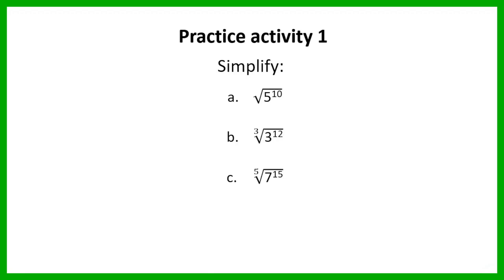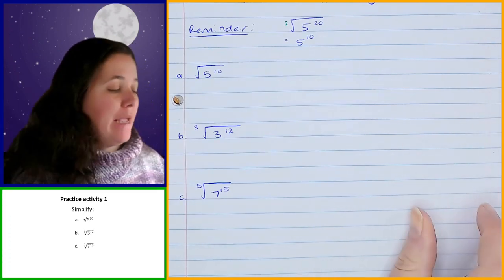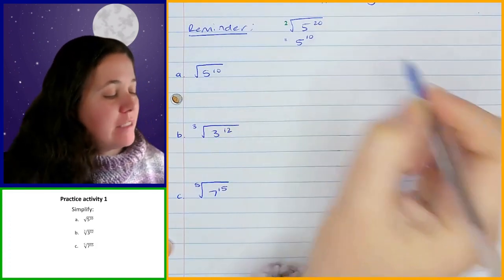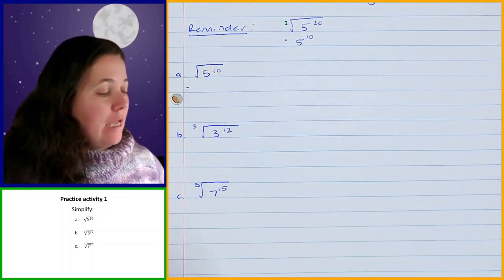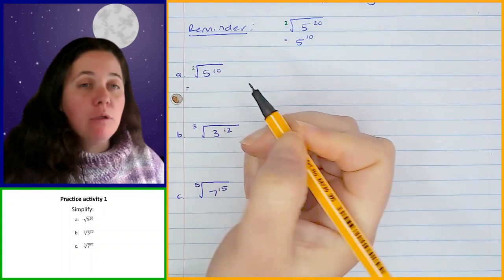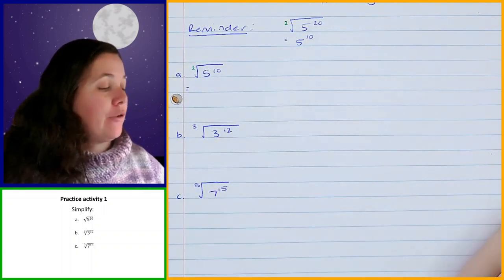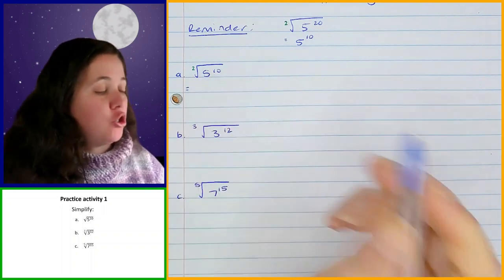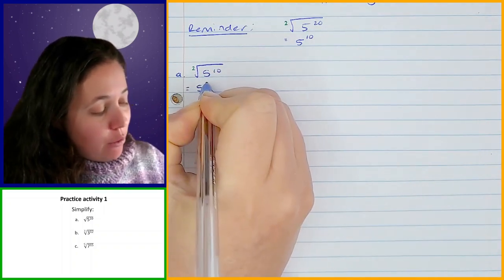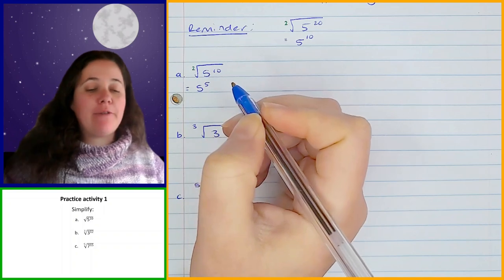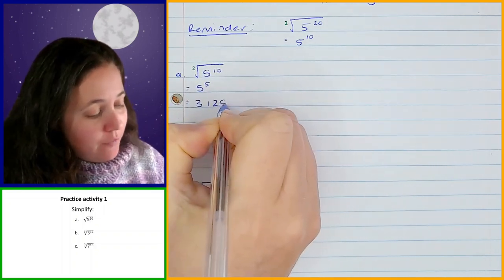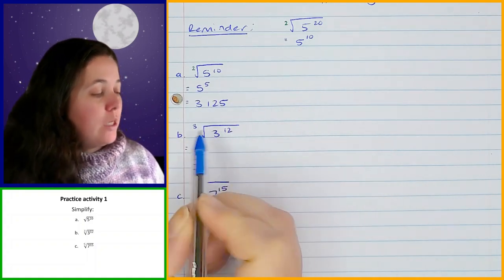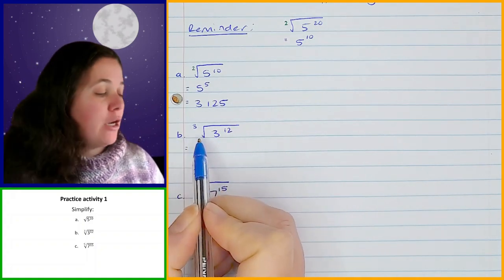Okay, you should be done with those by now, so let's go through those examples. For question A, we had the square root of 5 to the power of 10. First of all, as I said already, if you can't see an index, it means that there's an invisible little 2 over there. So we're going to divide our exponent inside here by 2, and that gives me 5 to the power of 5. Now, if you worked out 5 to the power of 5, you should have found that that was 3,125.